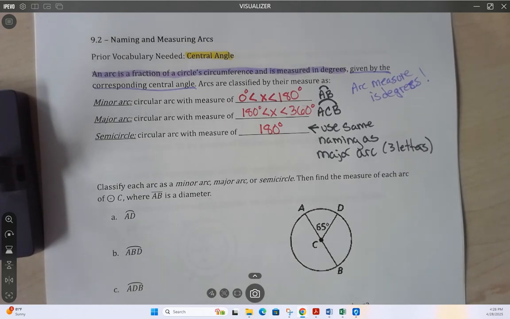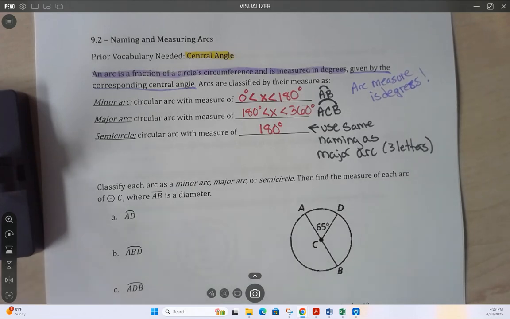And vice versa. If you were given 3 letters and you came up with a 30-degree angle, you went the wrong direction around the circle. Something's not right. Use these names and the measurements to help you verify you're going the right way.